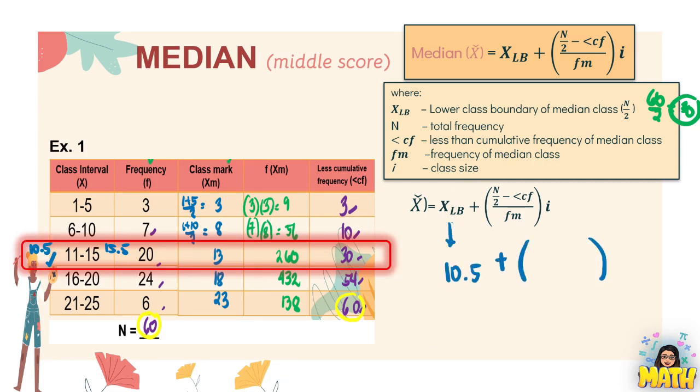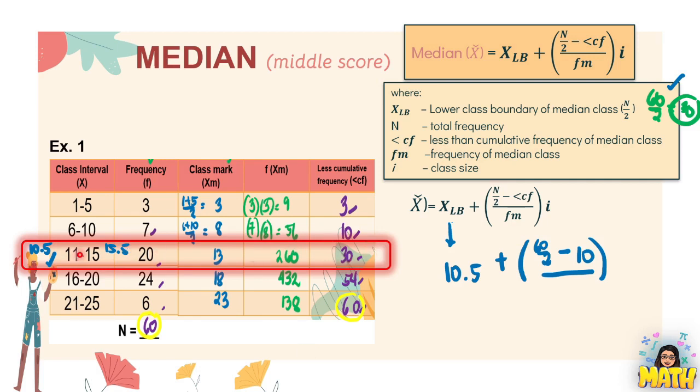Next, N over 2. So we have completed that already. That is 30 for the median class, minus the less than cumulative frequency. This time, ito yung katapat niyang cumulative frequency, pero hindi ito yung ating pipiliin. Ang pipiliin natin is yung cumulative frequency before that. So instead of 30, what we'll write here is yung frequency before that, which is 10, divided by F sub M, or F sub M refers to the frequency of the median class.